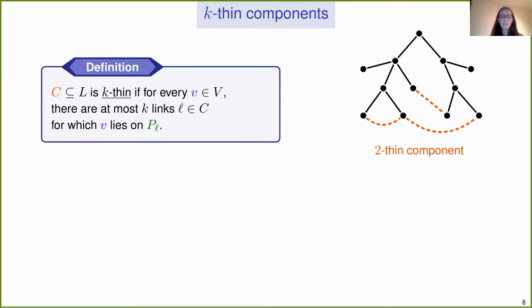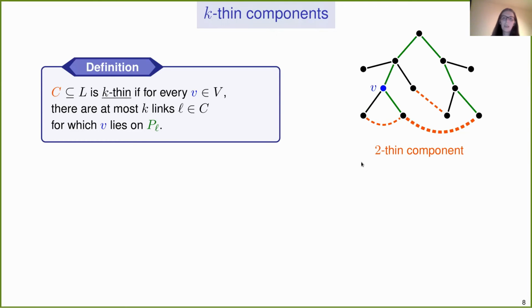We call a subset of the links K-thin if for every vertex V in our tree, there are at most K links for which the vertex V lies on the path P_L between the endpoints of the link. Here is an example on the right. I claim that those 3 orange links form a 2-thin component. Let's go through the definition together. In order to check that this is indeed 2-thin, we need to look at every vertex V in our tree, for example, that blue one here, and then we need to look at all these green paths between the endpoints of a link. Here's the one green path for this thick link. If you look at the first path, V lies on that path.